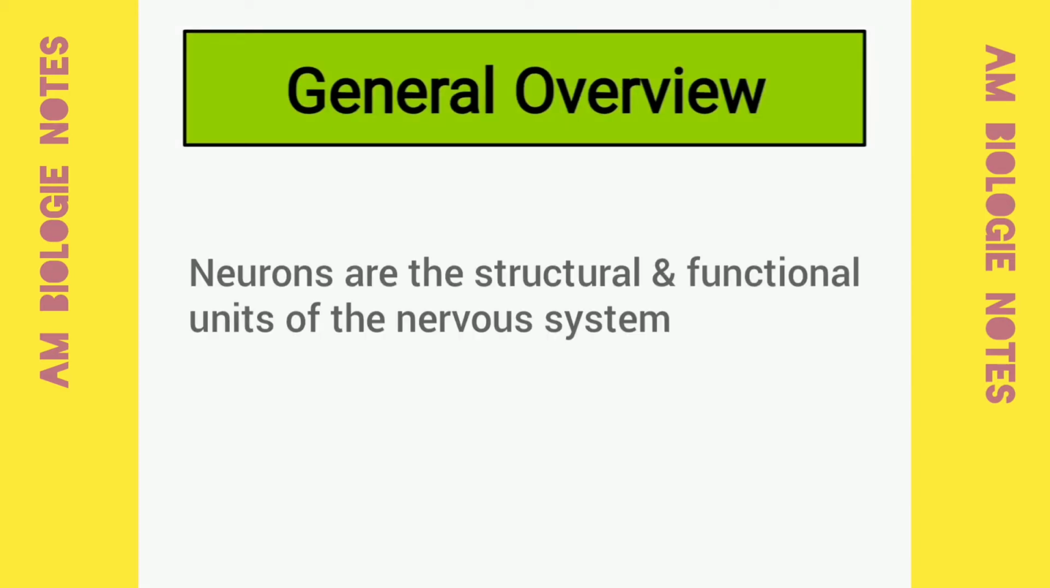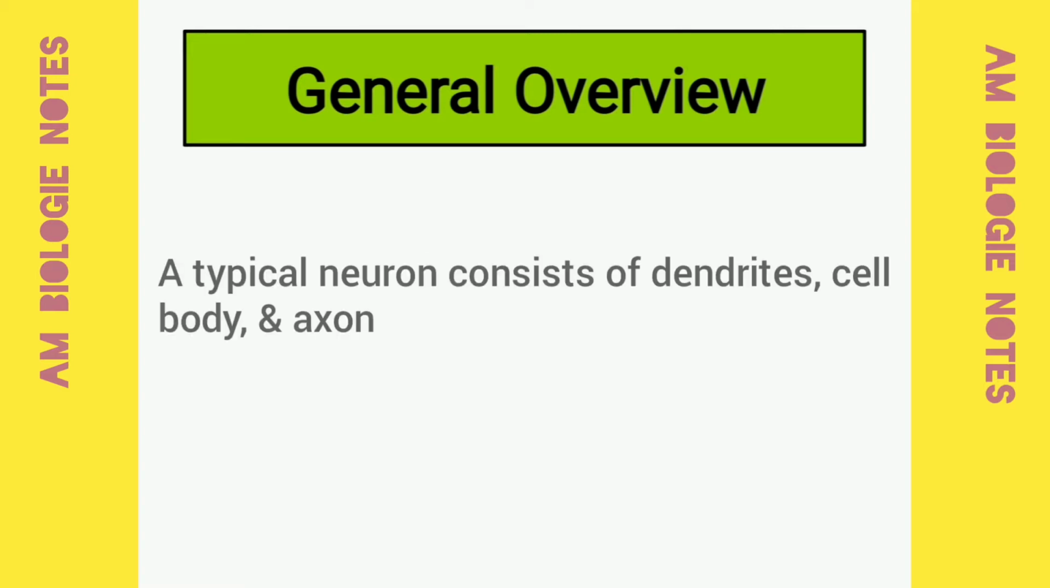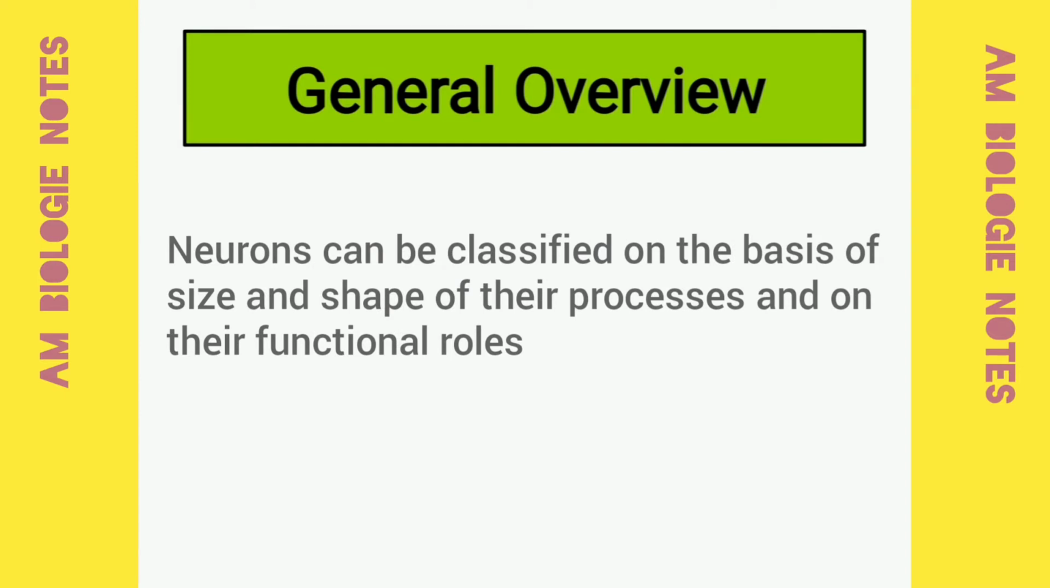From the last video, you have come to know that neurons are the functional and structural units of the nervous system. You have also understood that a typical neuron consists of dendrites, cell body, and axon. Different shapes and sizes of these structural components help to classify neurons. The neurons can also be classified according to their functional activities. So, our today's discussion is about the different types of neurons.